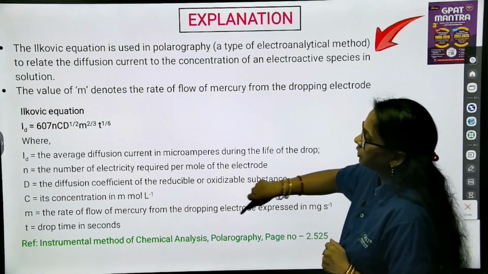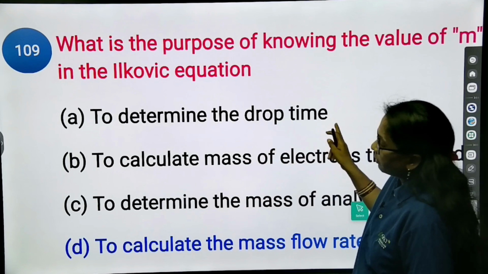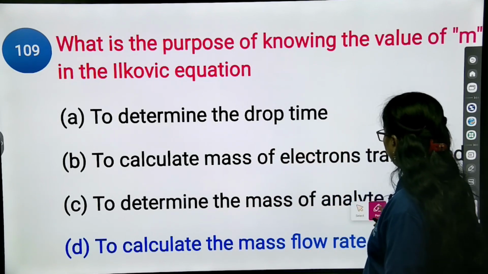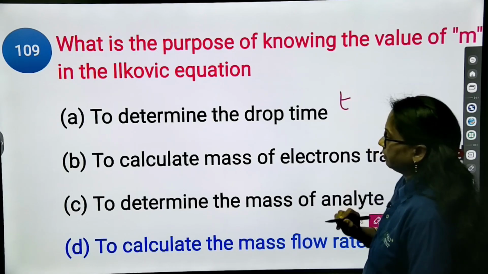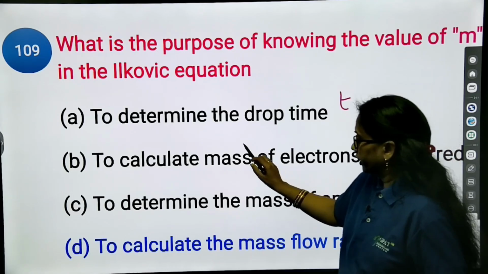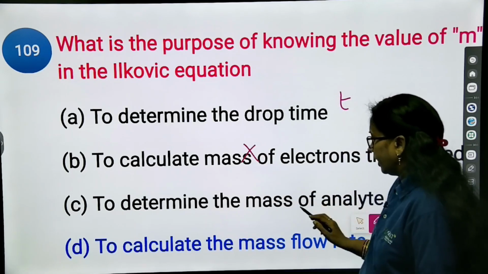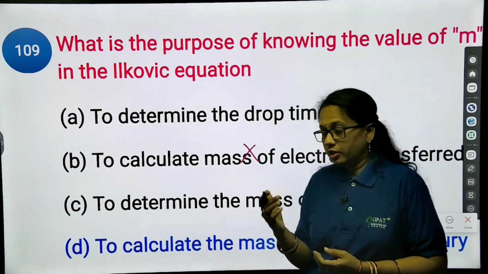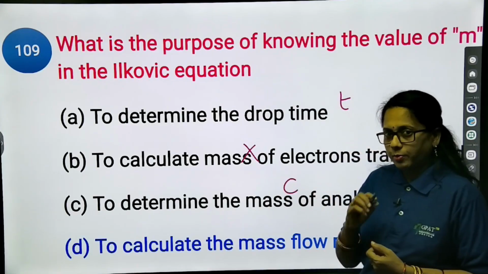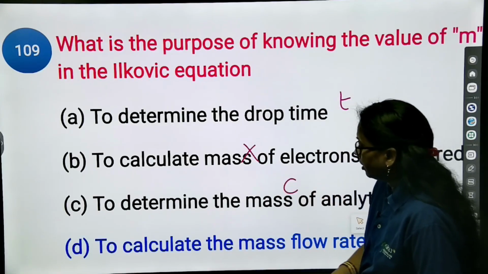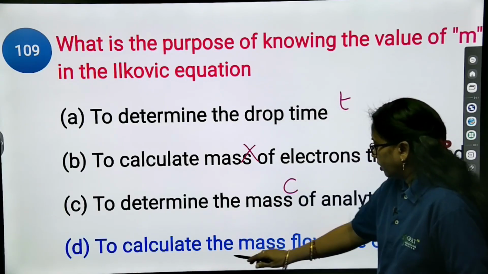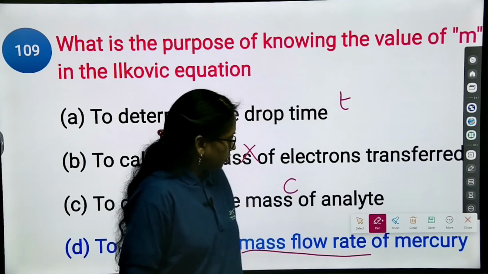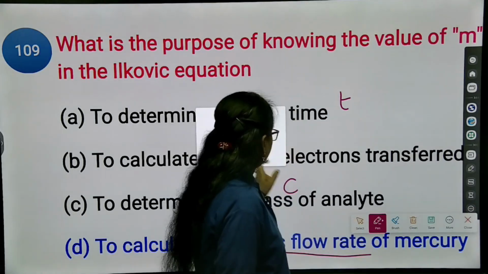So if you observe the question related to this, determine the drop time: no, that is with small t. Mass of the electrons: nowhere is it there. To determine the mass of the analyte: actually we are not determining the mass of the analyte, we determine the concentration, and from the equation you can calculate the concentration. Finally, the answer is to calculate the mass flow rate of the mercury. So definitely this is going to be the right answer.